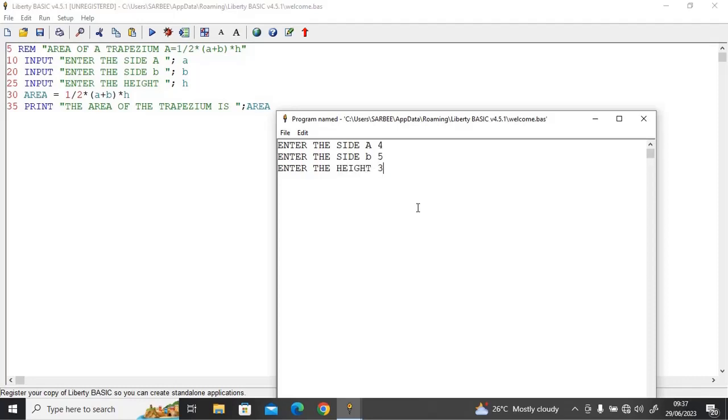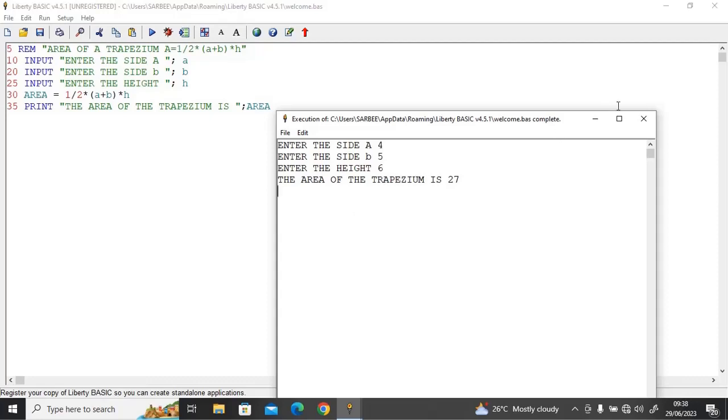Let's check. What do you think the answer will be? 4 plus 5, though you can't have this height, let me make it 6. Sorry. 4 plus 5 is 9. Right? Very good. That is A plus B. 9 times 6, I think that is 54. 54 divided by 2 should give us 27. So we should get 27 as an answer. You see? Beautiful. The area of the trapezium is 27.